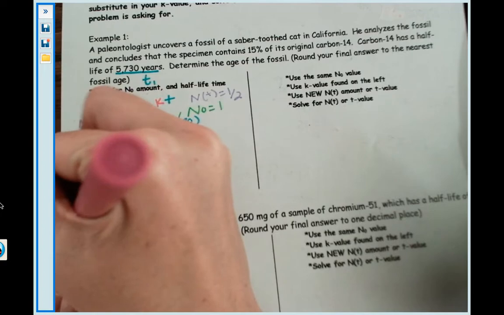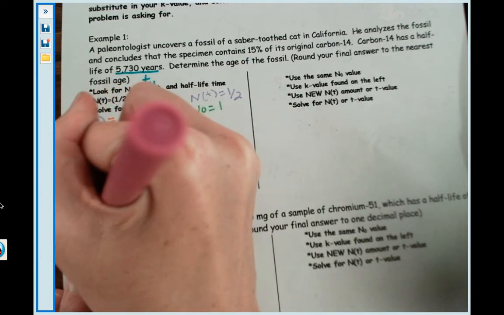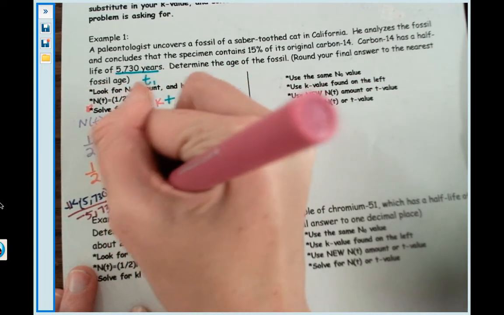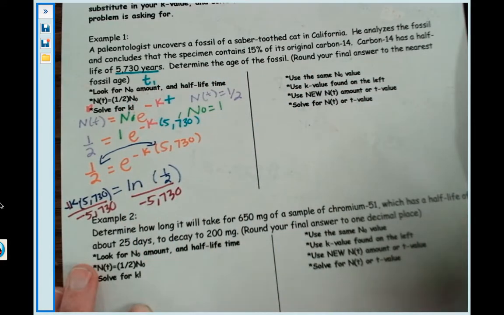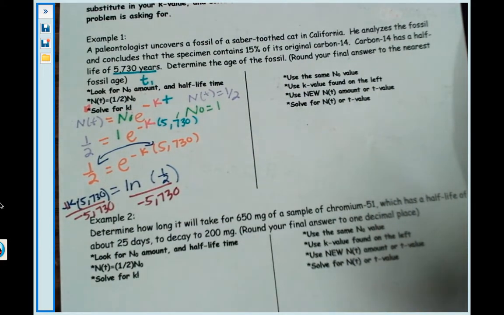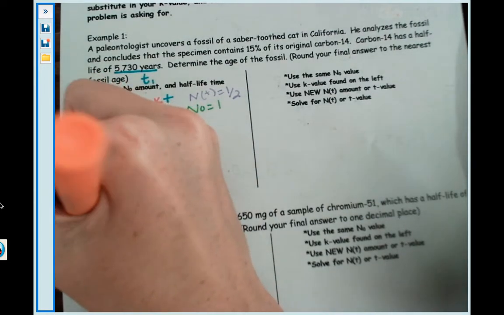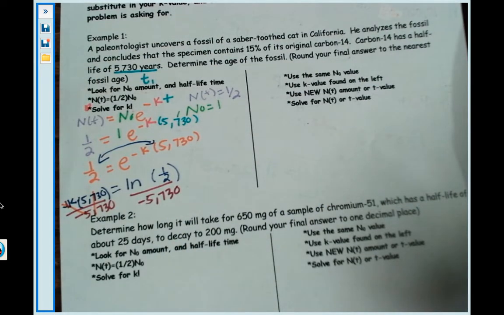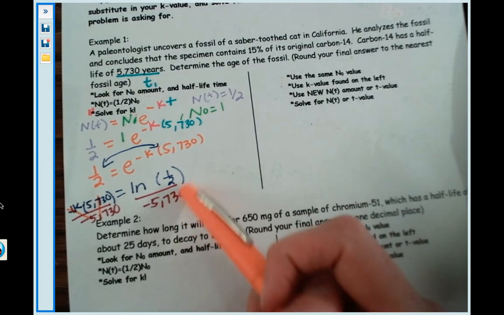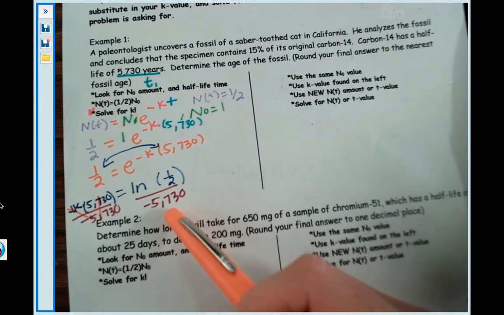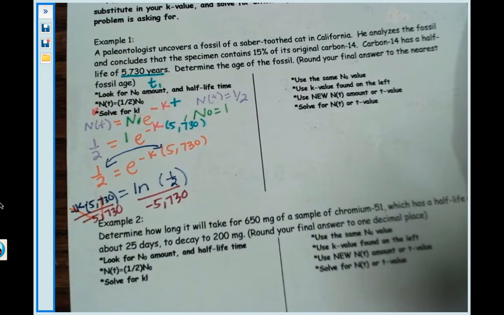So I'm going to move my negative 5,730 to the other side, since this is secretly multiplying to the k. Okay, so my negative 1 and my 5,730 will cancel out. Bam and bam. Okay, so my k value will equal all this stuff, which the only way to get that is to type it in our calculator.